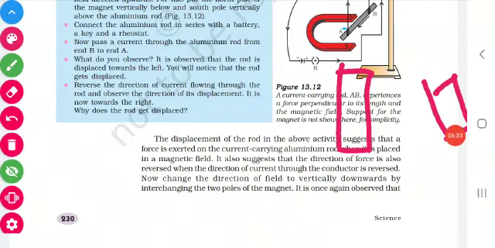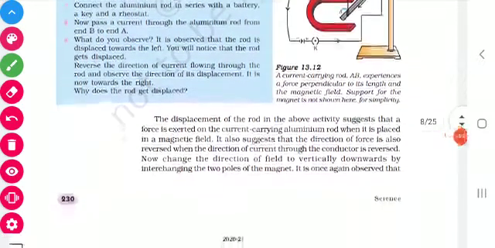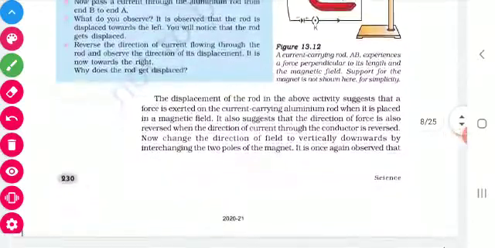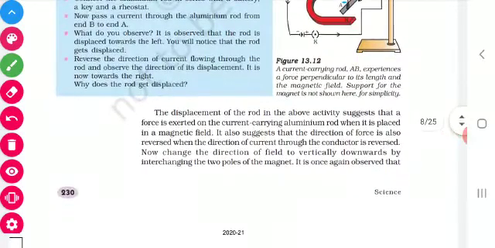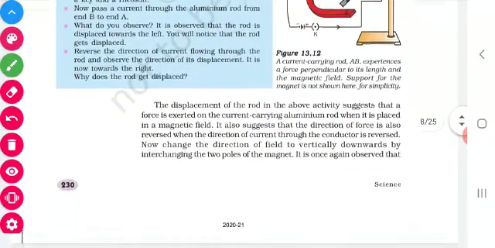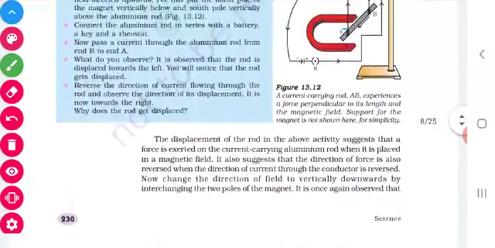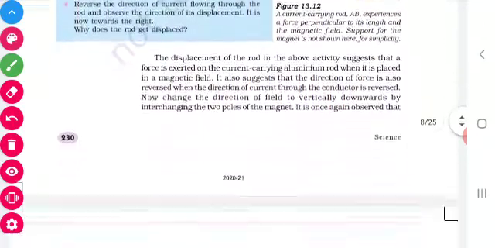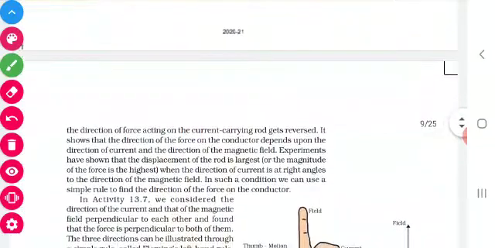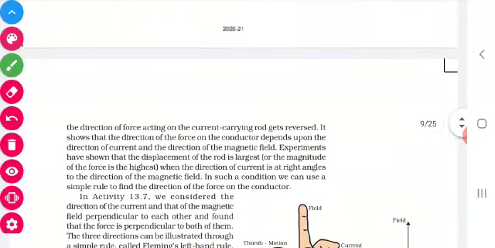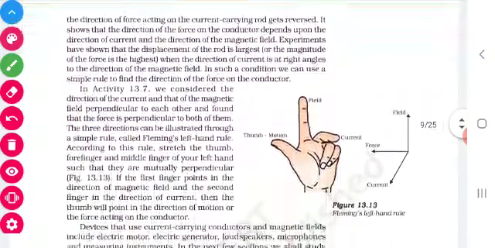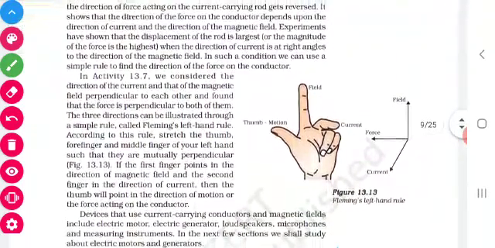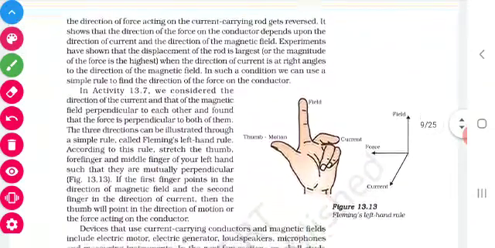Now we have to see why it is displaced. Some force is acting on the aluminum rod and the aluminum rod gets displaced. Now, based upon the displacement, we are going to see one rule. That rule is called Fleming's left hand rule.